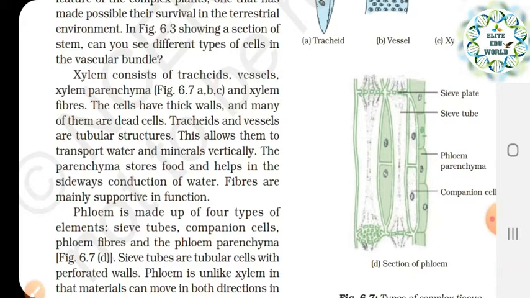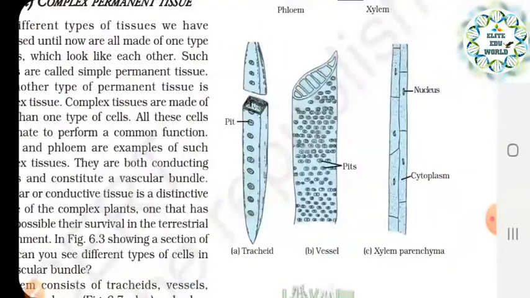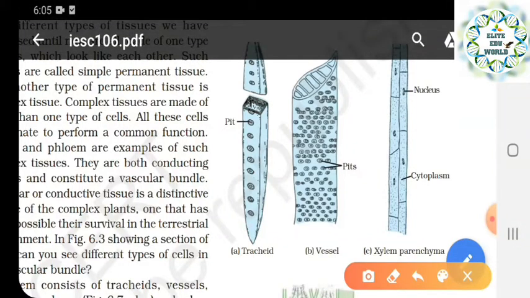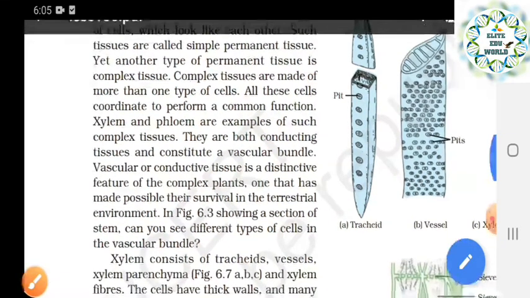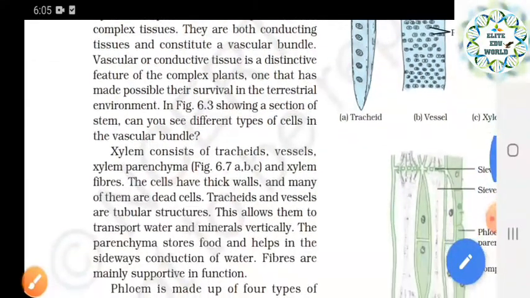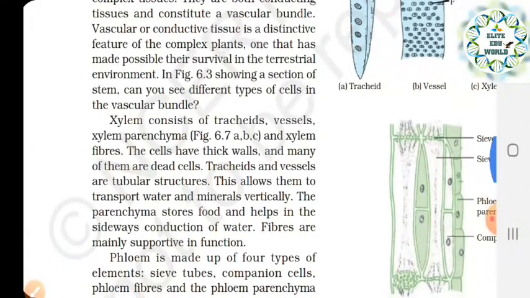Tracheids and vessels are tubular in structure. As we see in these tracheids and vessels, both are tubular in structure, because they transport the water, making a water pull. So they are tubular in structure, with very thick walls, and dead cells, and these allow them to transport water and minerals vertically.